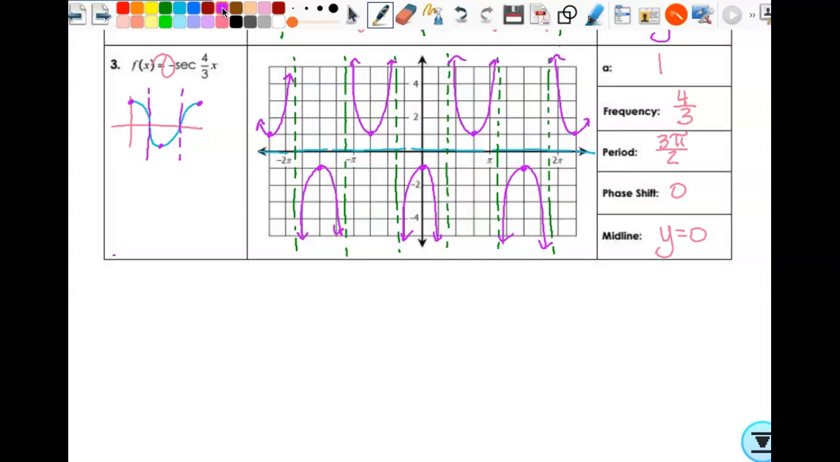And it should look like that. And all agree? Got any questions? All right.